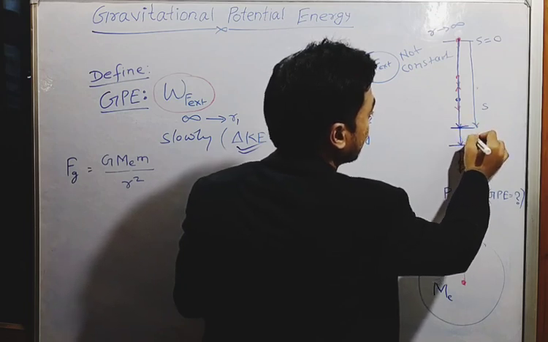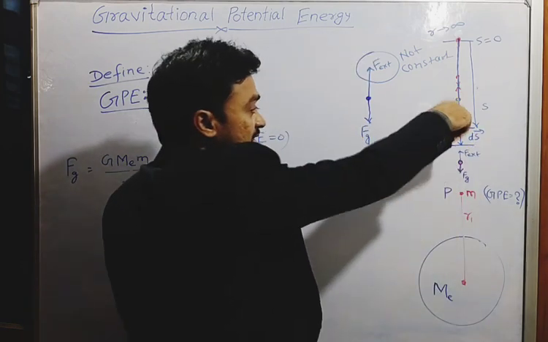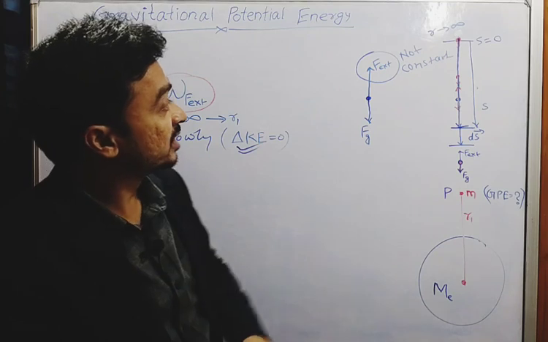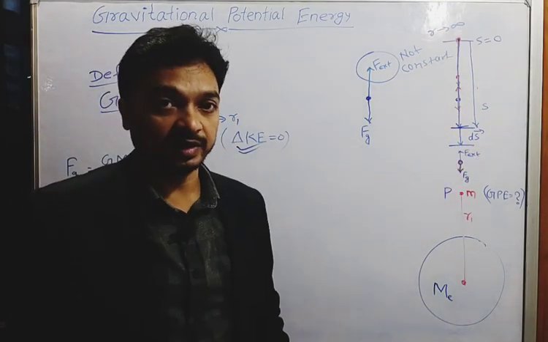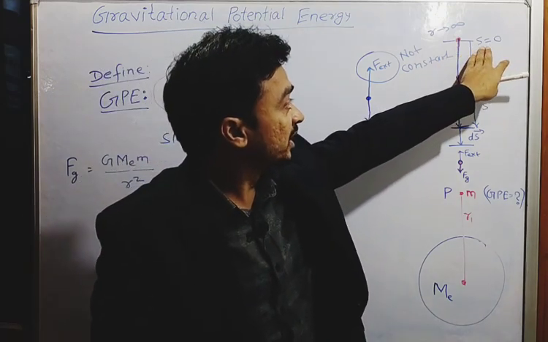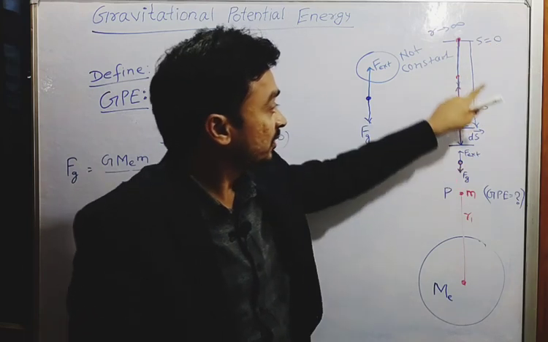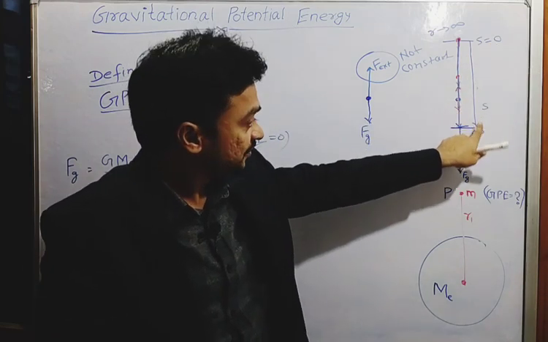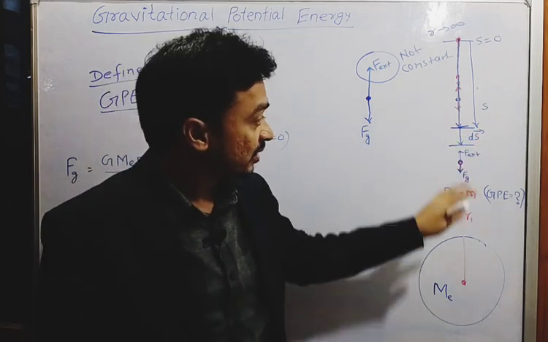Small displacement ds. Direction is downward. As per definition, we are bringing the object from infinity to that point. And at starting, we assume that we are starting from 0 displacement. So put s is equal to 0, and here after some time we take some infinitesimal small element.